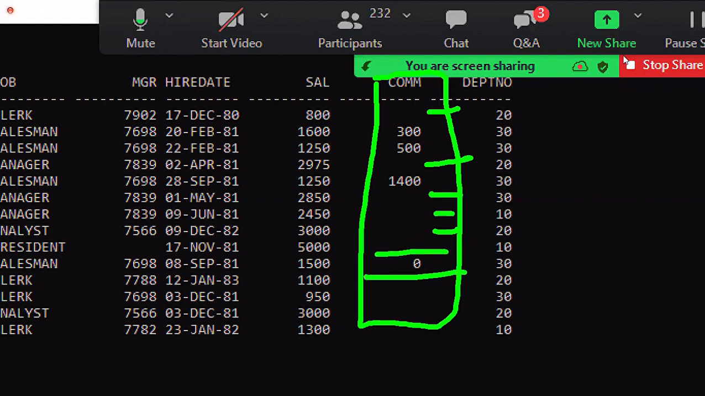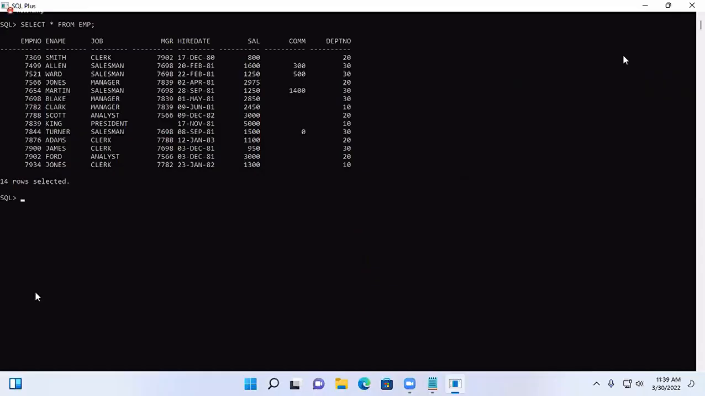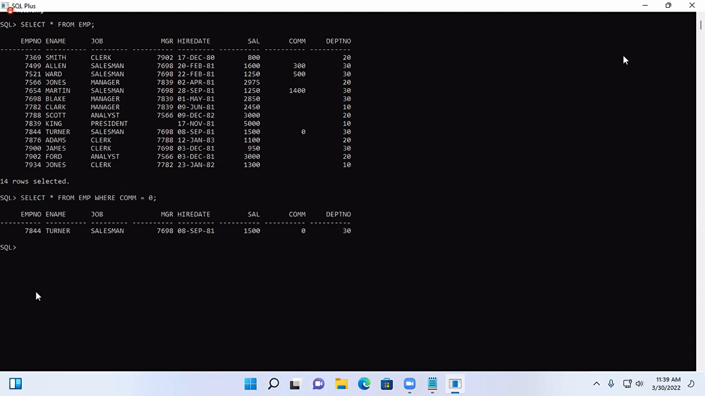Now I want employees whose commission is 0. Let me see how we can write it. So now I'm writing like this: select star from EMP where commission is equal to 0, because 0 is a value. For comparison I can use the equal operator, less than, greater than, all kinds of operators, because 0 is a value, and yes, it will be considered and return your data.